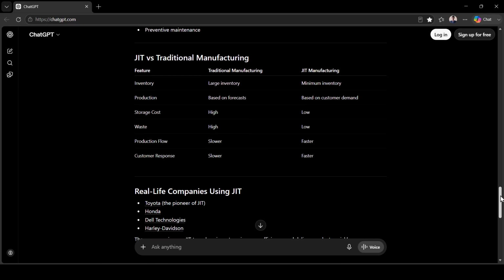So, JIT versus traditional manufacturing. Traditional manufacturing has large inventory, while JIT manufacturing has minimum inventory. Traditional production is based on forecast, while JIT is based on customer demand. Storage cost is high in traditional and low in JIT. Waste is high versus low. Production flow is slower versus faster. Customer response is slower versus faster.